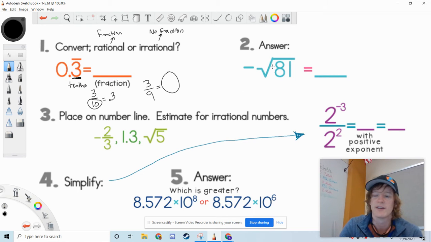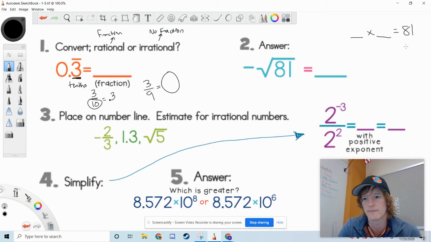Number 2, you need to find the square root of 81, which means what number times itself equals 81. It is the same number. And then make it negative.